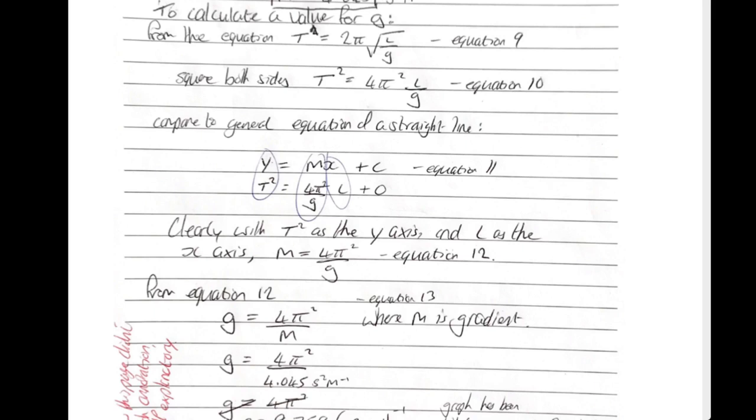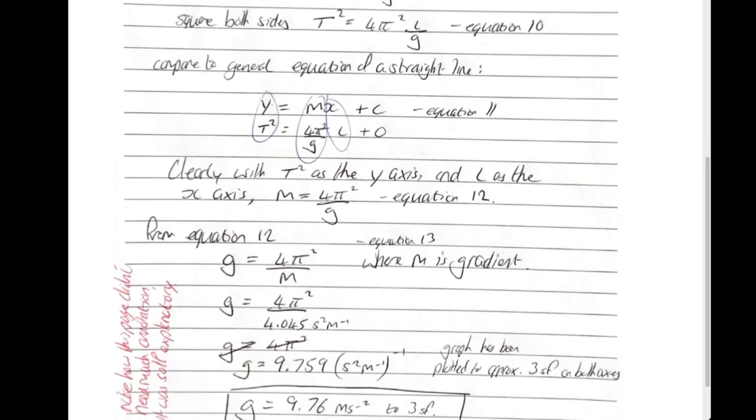As we've matched up y as t squared, we've matched up x as l, what's left is 4 pi squared over g, which is the gradient. I think I may have misspoke earlier on when I said it was 2 pi. Of course, we squared everything, so it's 4 pi squared over g. So the gradient is equal to 4 pi squared over g, so if I calculate the gradient, then g equals 4 pi squared over m, m being the gradient.